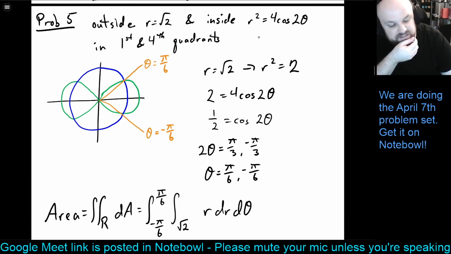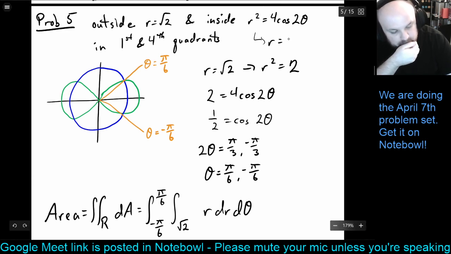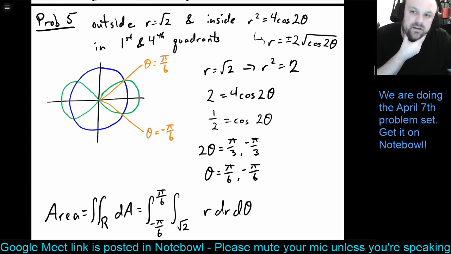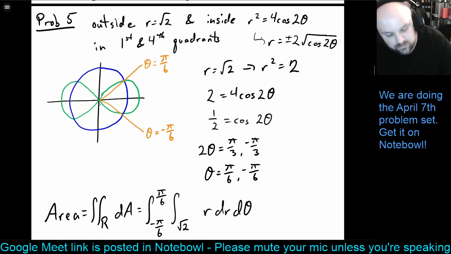So if we solve this for r, it's either plus or minus 2 square root of cosine 2 theta. Right? It's one of these two. How do we know which one it is? Well, just think, when we plug in pi over 6, do we want a positive r value or a negative r value? Well, when we plug in pi over 6, we want to be in this direction, not in that down here. So we need the positive.